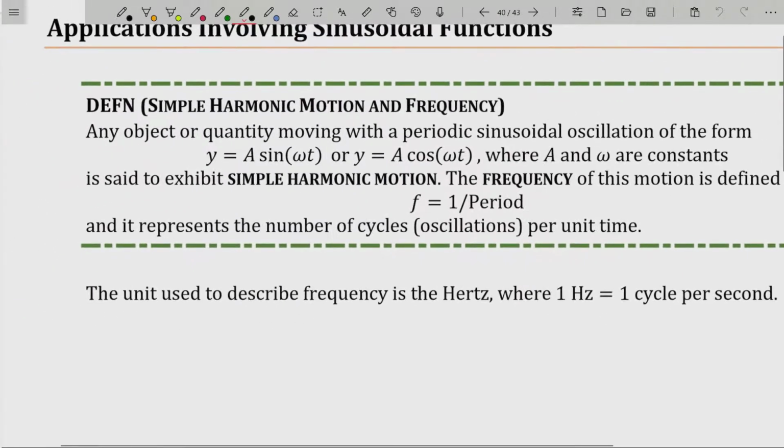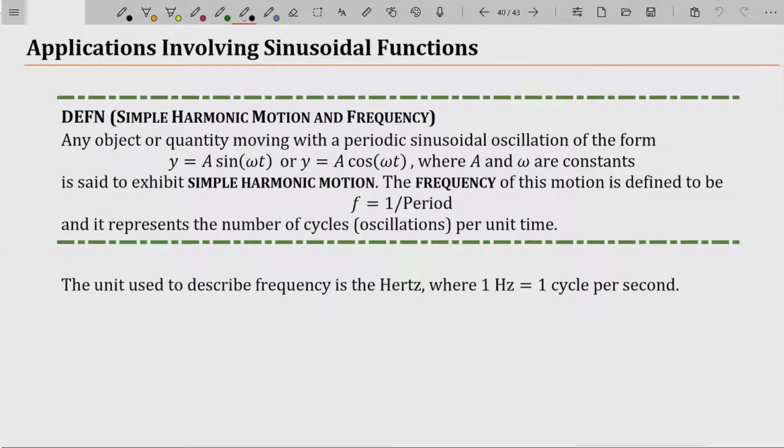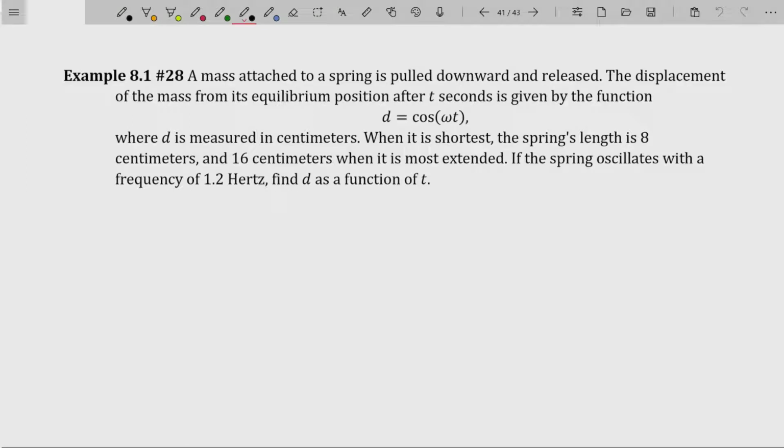All right. So let's go ahead and do an example so we can understand this and not be so intimidated by it. A mass attached to a spring is pulled downward and released. The displacement of the mass from equilibrium position after t seconds is given by the function d, displacement, equals cosine of omega t, where d is measured in centimeters. When it is shortest, the spring's length is 8 centimeters and 16 centimeters when it is most extended. If the spring oscillates with a frequency of 1.2 hertz, find d as a function of t.